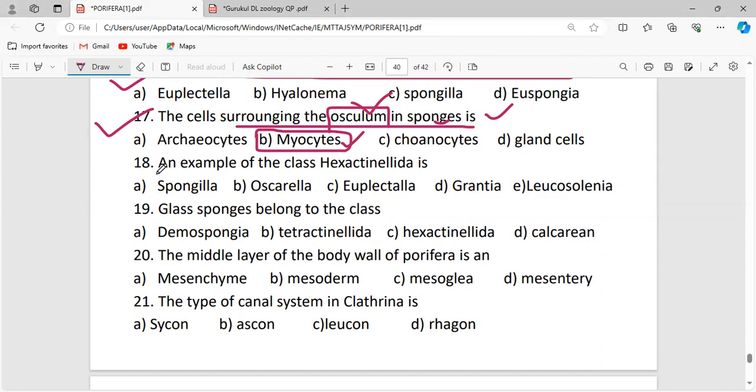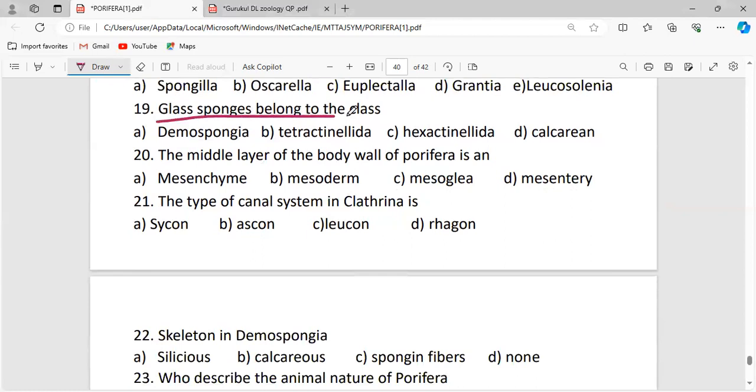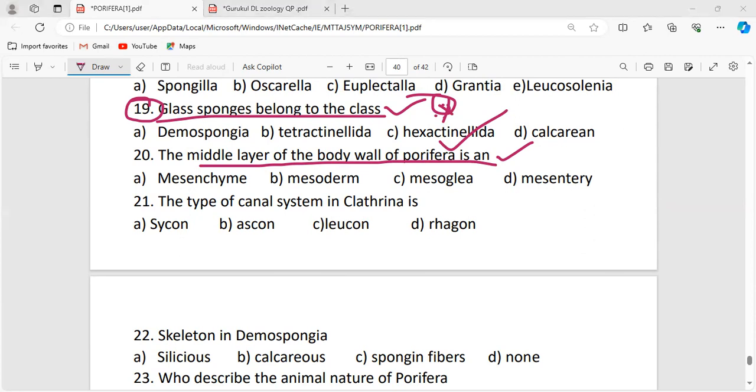Okay. And now an example. Glass sponges belong to the class. Very good, Hexactinellida. See, an important question is this. What is the middle layer of the body wall of Porifera? Don't make a mistake in this question. Very good. Mesenchyme cells.